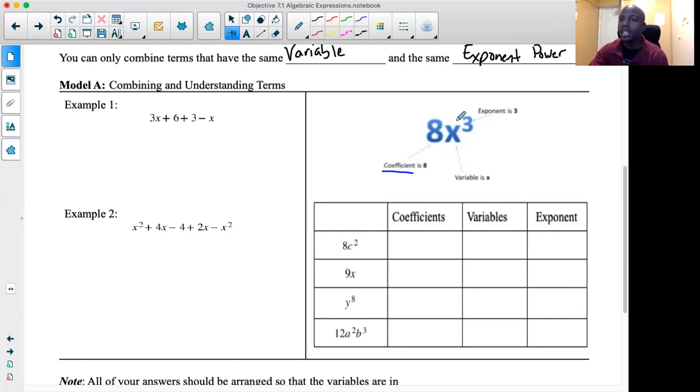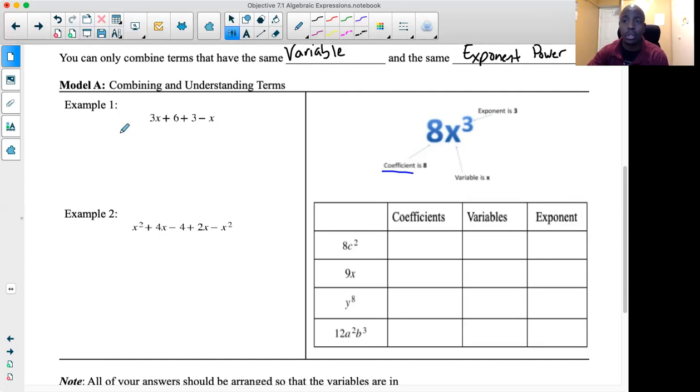And this is considered a term, one term. Every term is separated by a plus or a minus sign. And in this case, there's only one term here. There are no other terms. If I look at example 1, since a term is separated by a plus or a minus sign, how many terms do you think are in example 1?